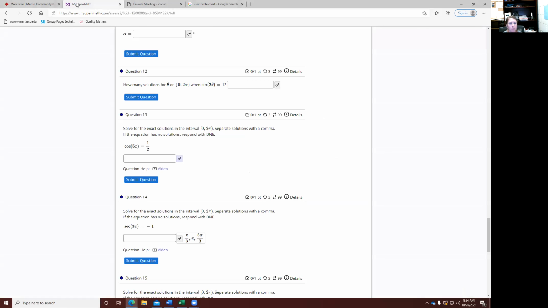Let's look at question 13, okay? We want to solve for the exact solutions in an interval between 0 and 2 pi and separate the solutions with a comma. Your equation is cosine of 5x is equal to 1/2. So let me do the whiteboard. The cosine of 5x equals 1/2, and we want our answers between 0 and 2 pi.